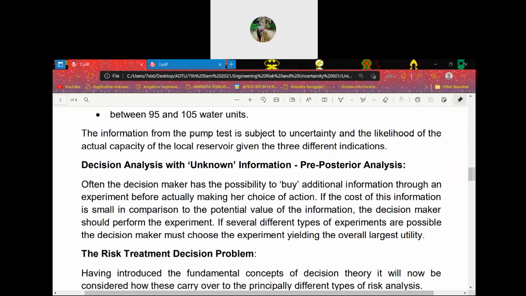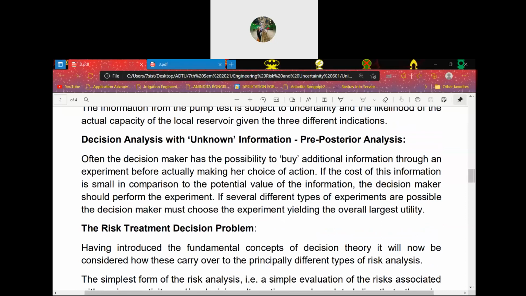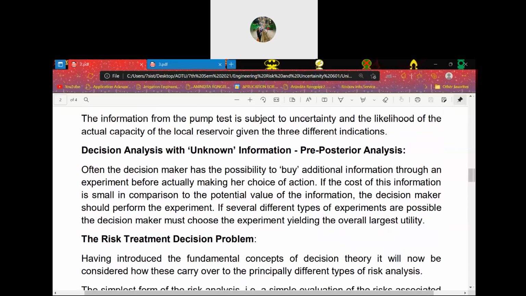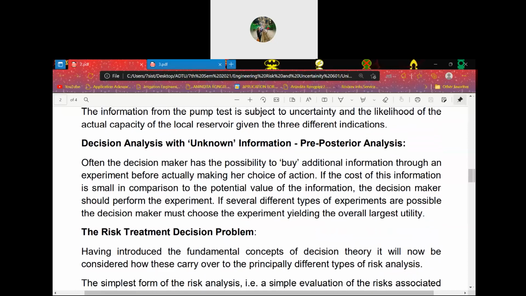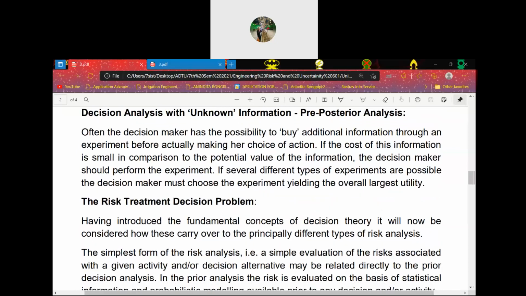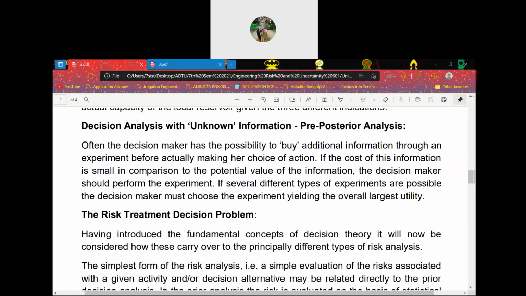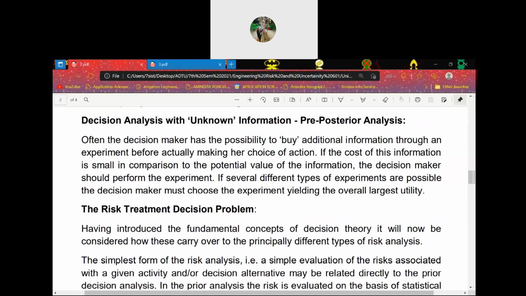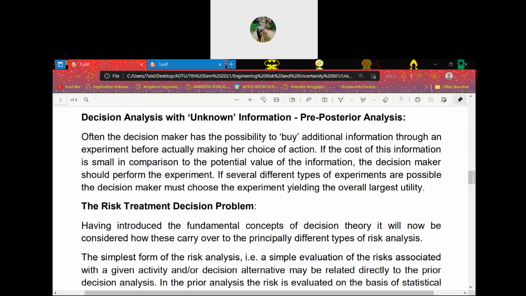Next is the risk treatment decision problem. Having introduced the fundamental concepts of decision theory earlier, it will now be considered how this should be carried over to the principally different types of risk analysis. The simplest form of risk analysis, that is a simple evaluation of the risk associated with a given activity or decision alternative, may be related directly to the prior decision analysis.